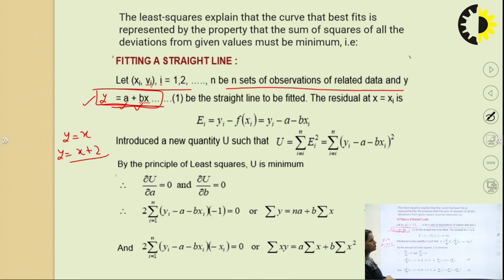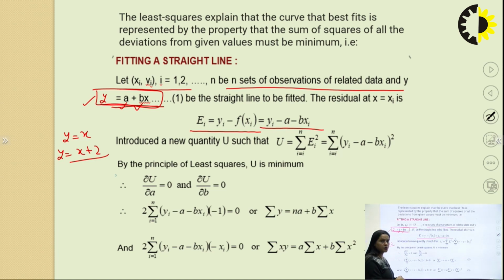So what do we do? Again, the same thing as I have explained earlier: the error we get is yi minus f(xi), because each point cannot satisfy the best fit straight line. So what do we get? We will get yi minus a minus b xi, because we have taken f(xi) equal to a plus b xi, since we are fitting a straight line.